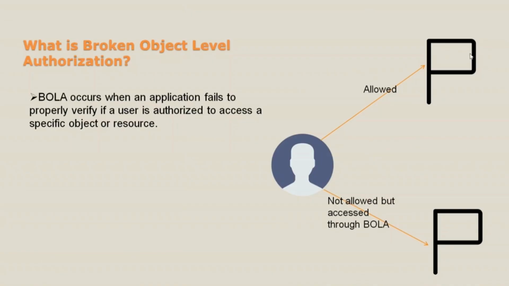For example, we can assume this as server 1 and this as server 2. This is a user. The user is authorized to access server 1, so he is able to access that data. But the user is not authorized to access server 2, so he can't access that data. But with this BOLA vulnerability, he can access server 2 information as well. In upcoming slides, we are going to learn how he can access it and what the flow is.